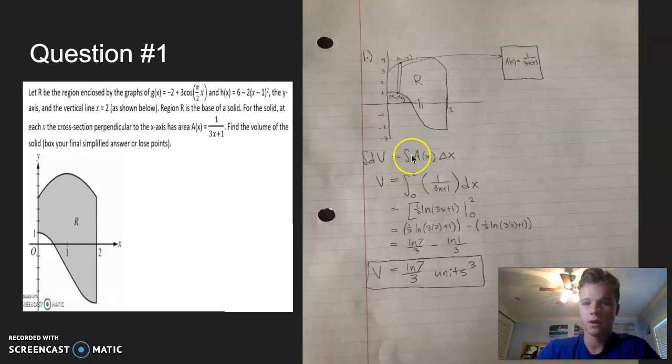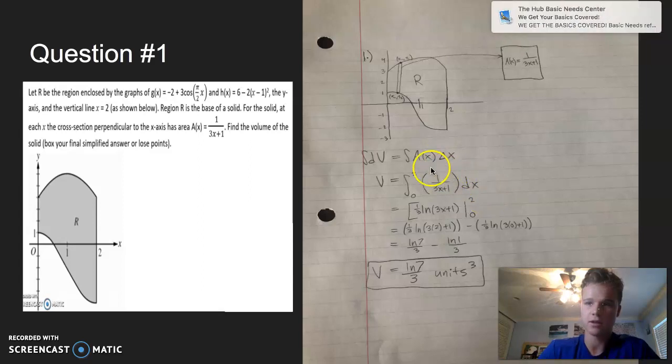And then I found the integral of each side, and that simplified to V equals the integral from 0 to 2, because right here is 0 and right here is 2. That's the whole region. And then of 1 over 3x plus 1, because that's A of x, and then you change the change in x to differential dx, because you find the integral of each side.